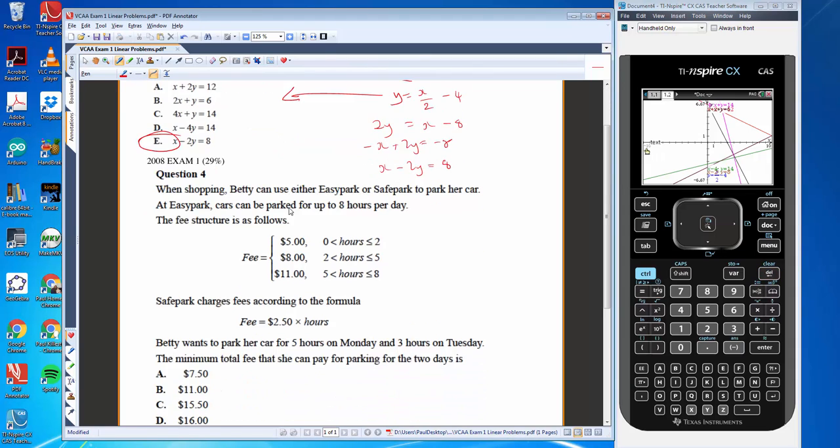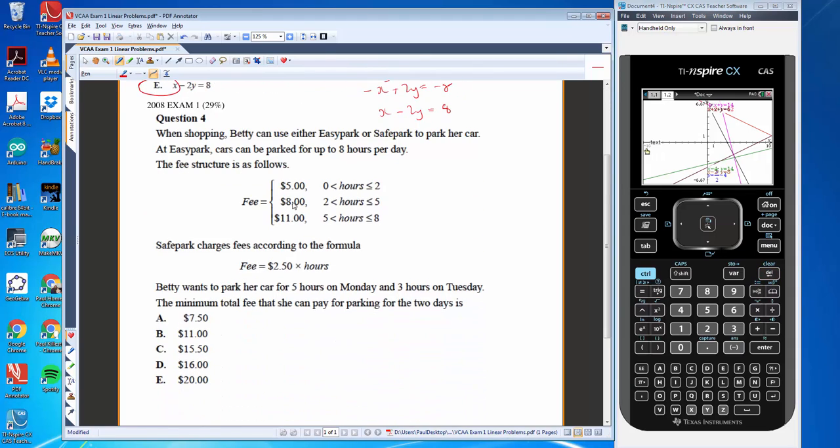Alright, question 4. Let's have a read of the question and then work out why only 3 in every 10 people doing further maths in 2008 got this one right. When shopping, Betty can use either Easy Park or Safe Park to park her car. At Easy Park, cars can be parked for 8 hours per day and has the following fee structure. Between 0 up to and including 2 hours, it's $5. From 2 up to and including 5, it's $8, and so forth. Safe Park's just got a flat fee of $2.50 per hour.